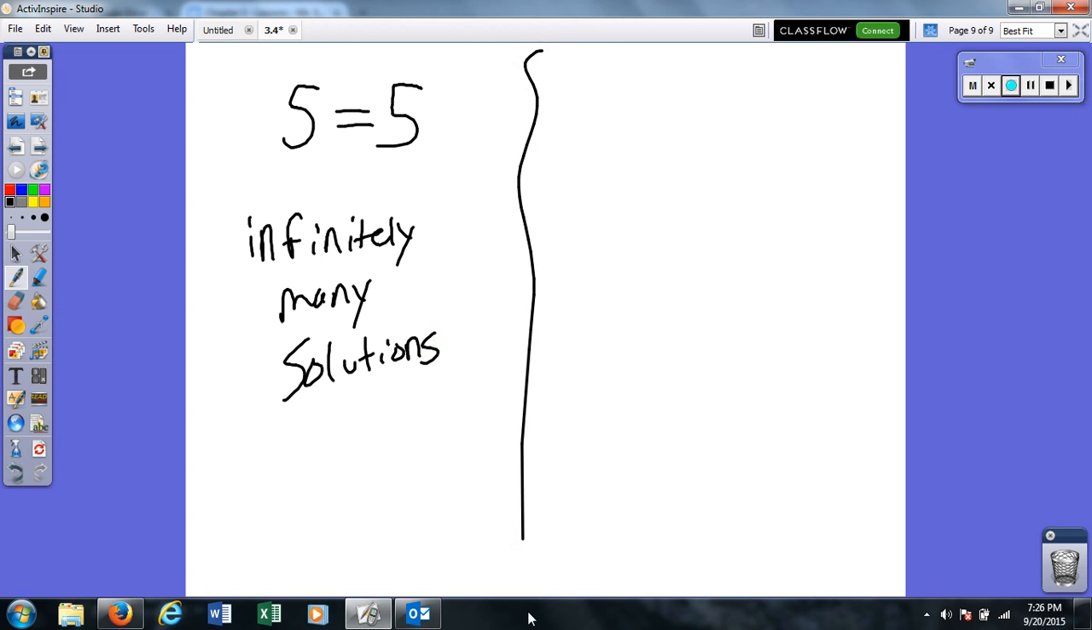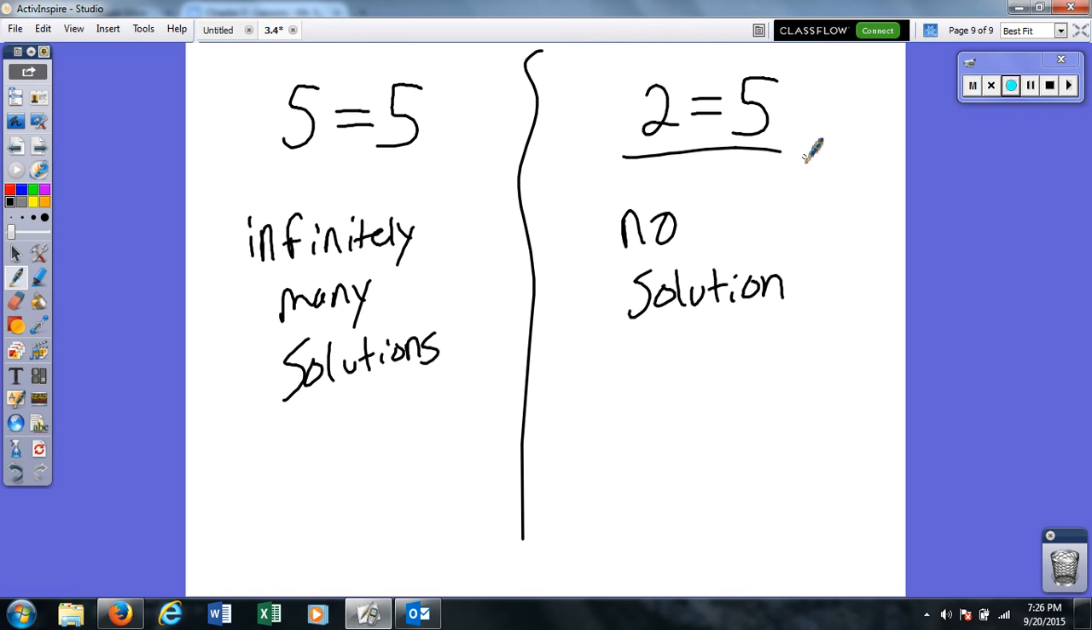If you have the same thing happen where the variables drop out, but you end up with something like 2 equals 5, which is obviously a false statement, this would mean that there's no solution. So again, if we're looking for numbers that we could plug in for x, y, and z that would make this equation true, 2 equals 5, well, there is no value of x, y, or z that would make 2 equal 5. 2 never equals 5, no matter what x, y, and z are. So this would mean that there's no solution here, which means there's no intersection between those planes.